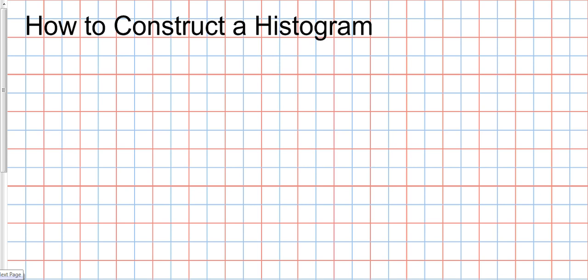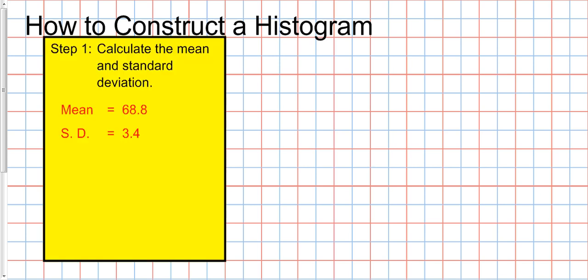In this video, we're going to construct a histogram. Again, we're going to still use the same data that we've been using all along. So the first thing that we're going to do is find the mean and the standard deviation. We've already calculated those. The mean is 68.8. The standard deviation was 3.4. Remember that we're talking about a sample standard deviation here, not a population standard deviation.